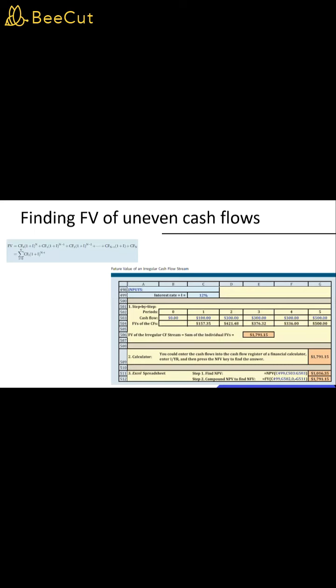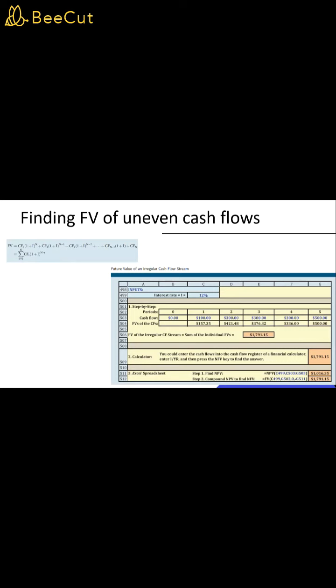Now, the last question was slightly tricky because you were given certain variables, but you didn't know what the interest rate was. So you use that functionality to figure it out. But sometimes you are just asked to simply find the future value of an uneven cash flow. Well, in this case, you will be compounding each one of these individual cash flows and then adding the cash flows once they have been compounded.